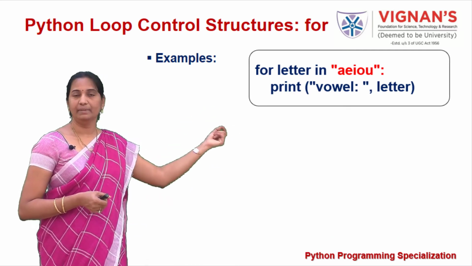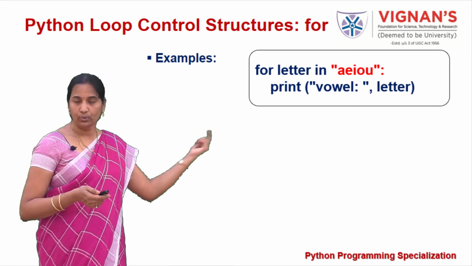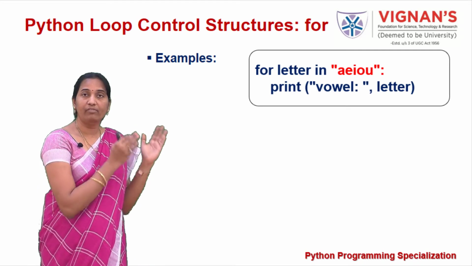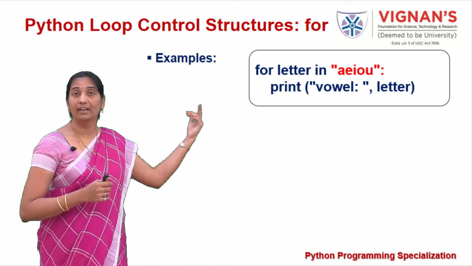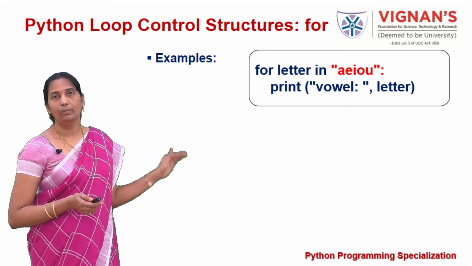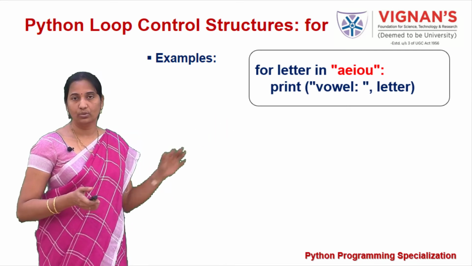For the first time it gets A, for the second time it gets E, third time I, O, U, and so on and so forth. So till you reach the end of the string, you will be getting one of the letters from the string in the variable letter, and that letter you are displaying. So that's how you will be getting the vowels A, E, I, O, U when you execute this code snippet.